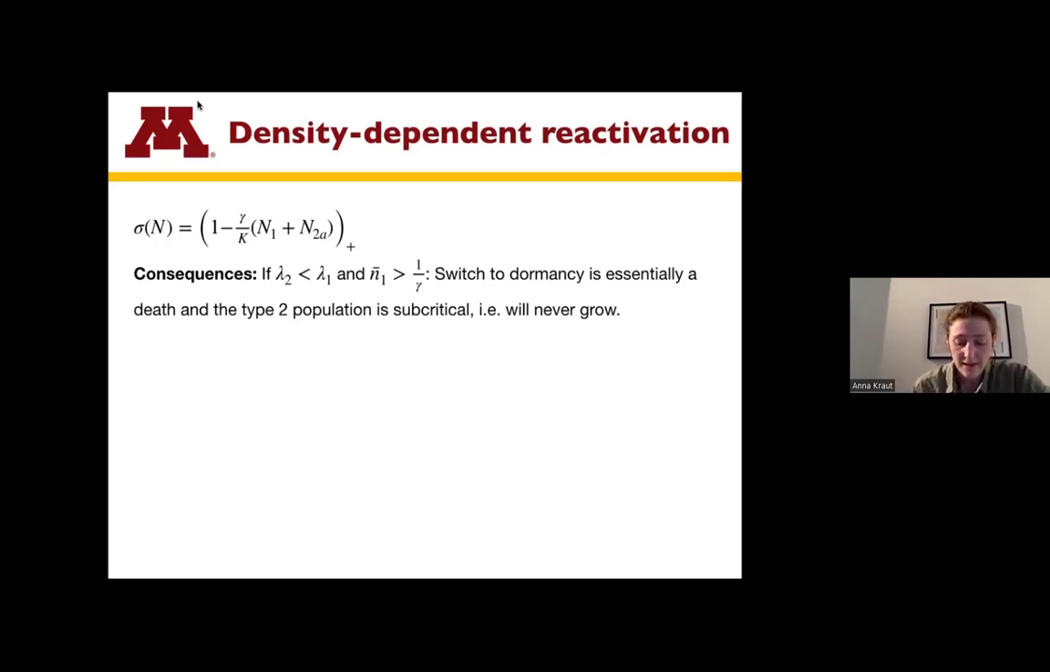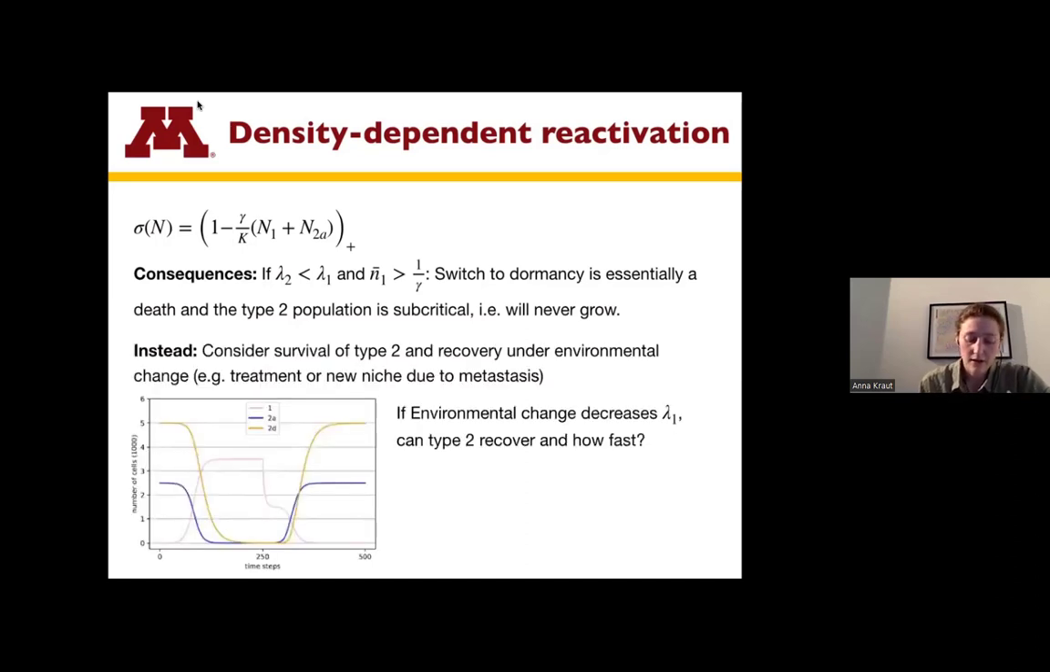Instead of looking at this scenario, what we wanted to study is the potential of these type 2 individuals that have the option of dormancy to recover: to first of all survive these unfavorable conditions and then recover if eventually there is a change in the environment. That can be due to treatment intermission or through entering a new niche, a new microenvironment due to metastasis.